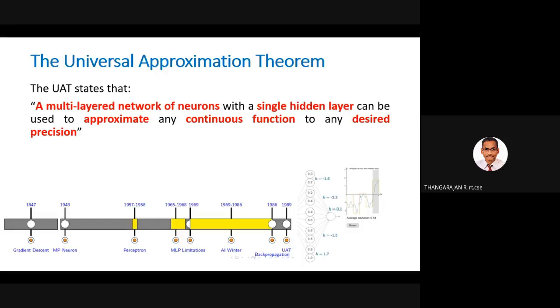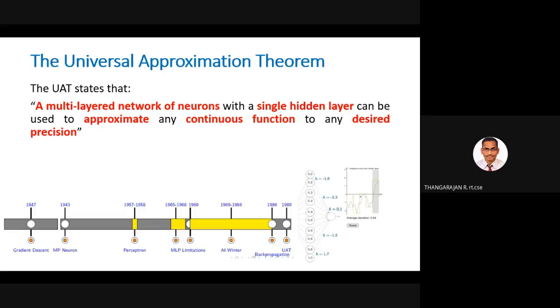When you talk about binary functions, they can be done exactly, but for any arbitrary function, a multi-layered network of neurons with a single hidden layer can be used to approximate any continuous function. It's not just binary functions, it's any continuous function. It could be any mathematical function you like, provided it is continuous. It should not have a discontinuity, because you have to differentiate. If a function has a discontinuity, you cannot differentiate. You know that. So any continuous function can be approximated by a multi-layered neural network with a single hidden layer.